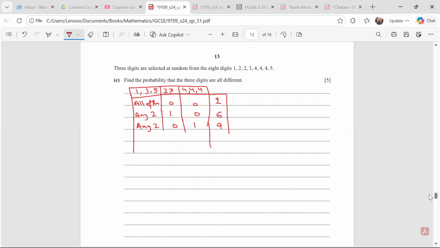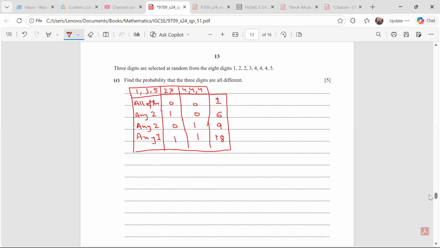Next, I take just one from here. One from here, one from here, and one from here. How many different ways now? Three possibilities from here: I take one or three or five, and then this one or this one. So 3 times 2, 6. And again, this one or this one, so 6 times 3 is 18. So these are the different possibilities in which I will get only unique numbers.